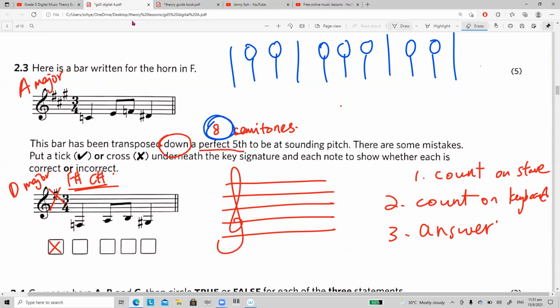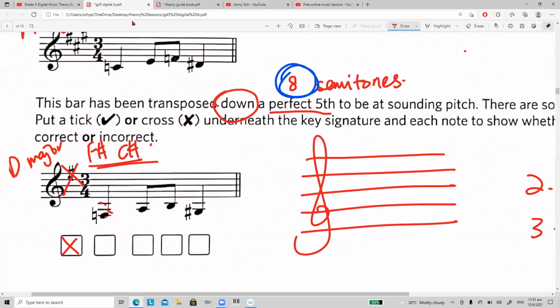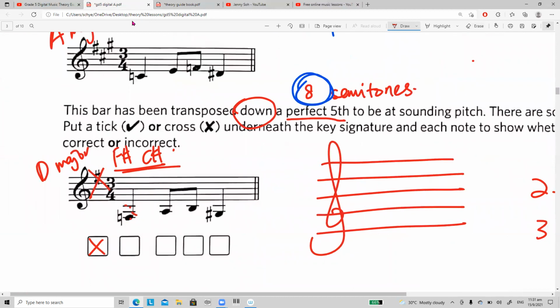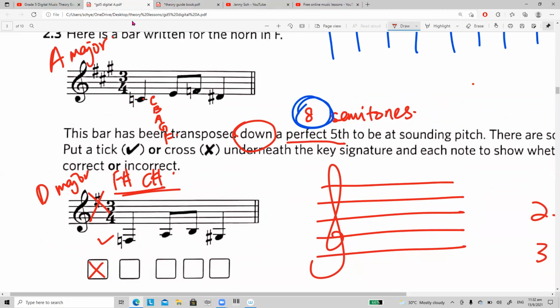Okay, the next one is C, B, A, G, F. The next one is an F. Okay, F. Then the original note is C. So C, count down 5 steps. C, B, A, G, F. Okay, so the note here is F, which is correct. But don't forget, after you count on the stave and you get F, you need to count on the keyboard, which is 8 semitones. Okay, so you need to count this one as 8 semitones.